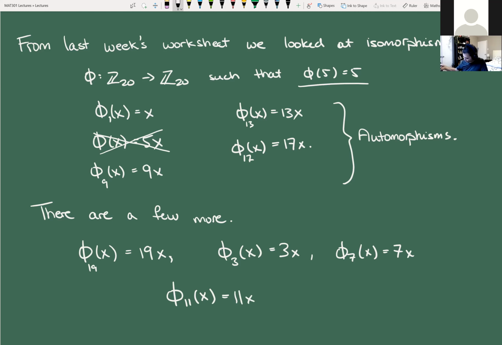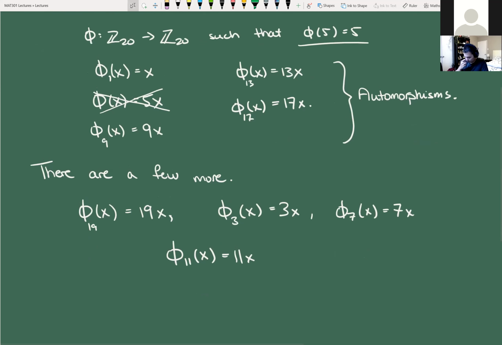Okay, we got 13, 17, and 19. Okay, here's all of them. Does anyone see the pattern? What's the pattern? So it's not prime. No, not prime. I anticipated you were going to say that because 9 is in there.